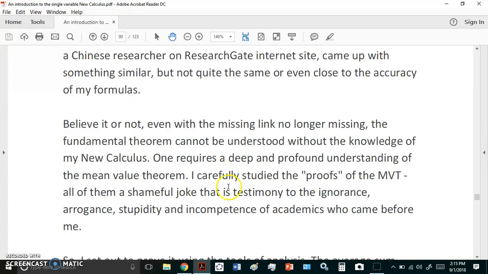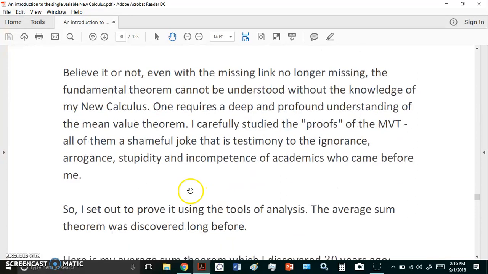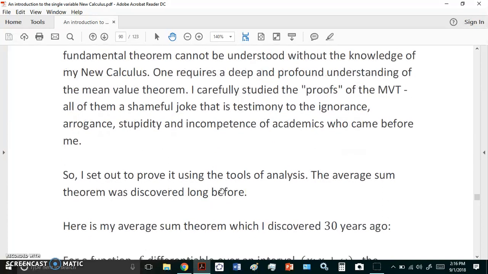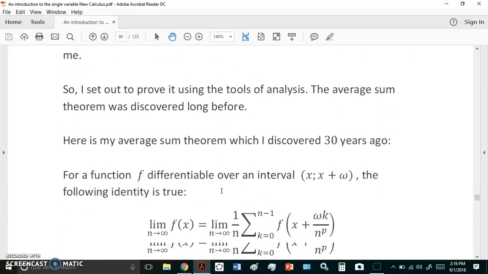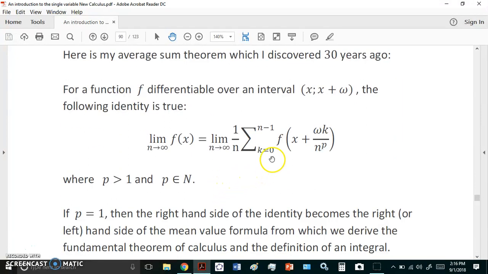even with the missing link no longer missing, the fundamental theorem cannot be understood without the knowledge of the new calculus. One requires a deep and profound understanding of the mean value theorem. So I carefully studied all the proofs of the mean value theorem, most of them being a shameful joke. And I set out to prove it using the tools of analysis, but there was something I could not do.